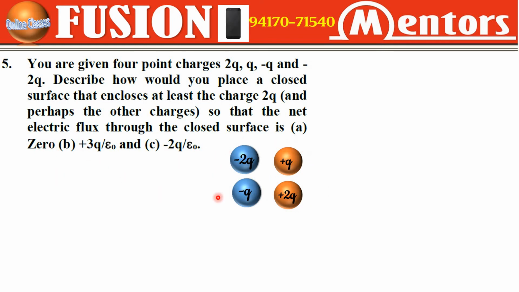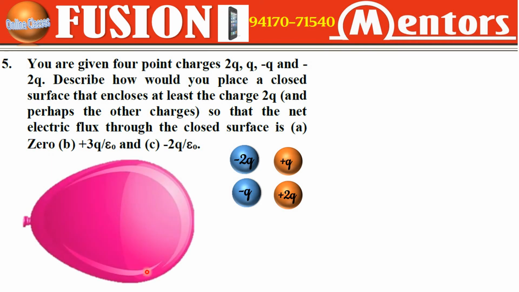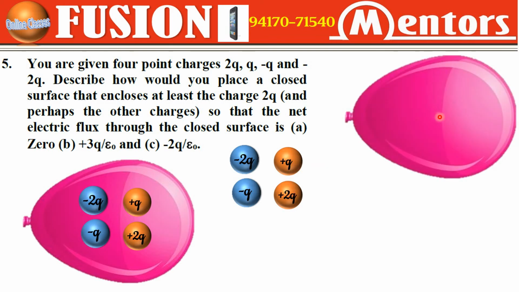You notice that the sum of these charges is already 0. So if we enclose all of them in a closed surface, could be a balloon, then the total electric flux is going to be 0, as the total charge enclosed is 0. In the second case, we need a flux of 3Q by epsilon naught. 2Q is already inside. So we need a total charge of 3Q inside the surface. 3Q means 2Q plus Q. So enclose these two inside the surface and leave these two outside. So as shown here.